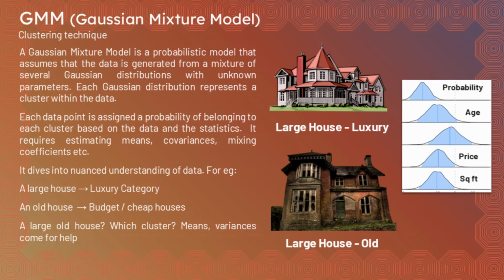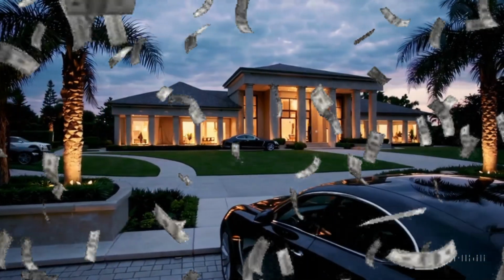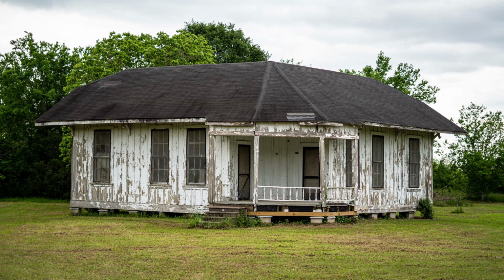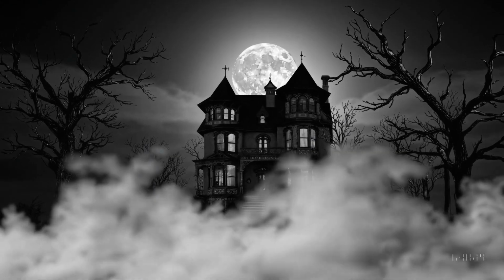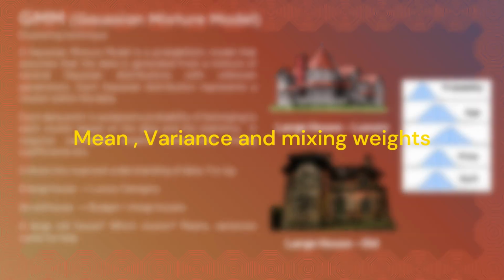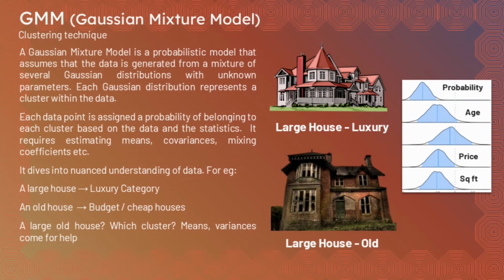Imagine you're evaluating house prices. A large modern house will likely fall into the luxury category, while an old, rundown house might belong to a budget category. But what about a large old house? It's hard to say definitively. GMM handles this uncertainty by estimating parameters like means, variances, and mixing weights to tell us, probabilistically, how much the house belongs to either cluster. This nuanced approach helps us understand overlapping categories, where things aren't black or white, but shades of probability.